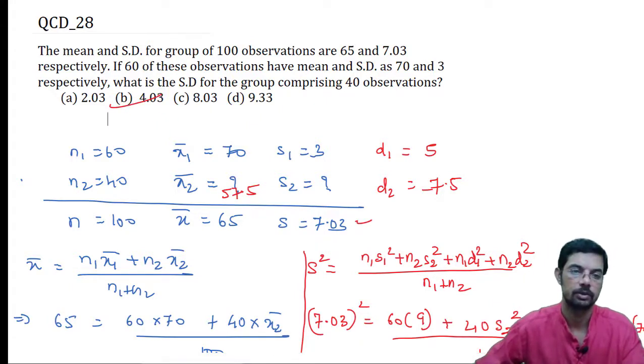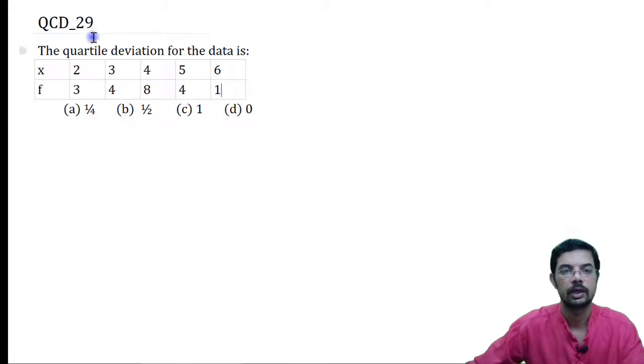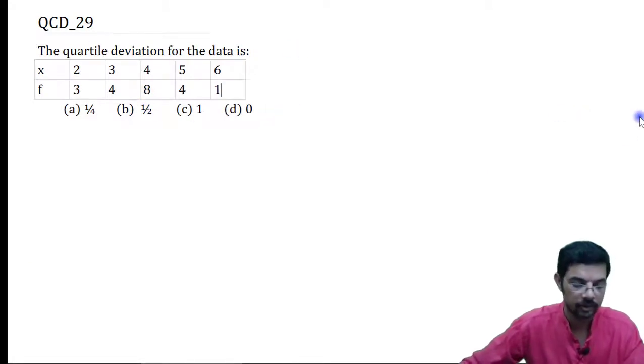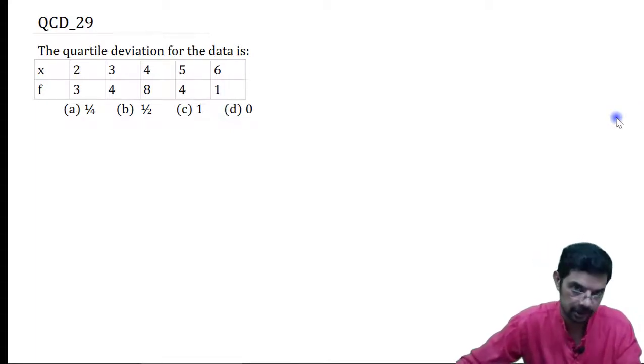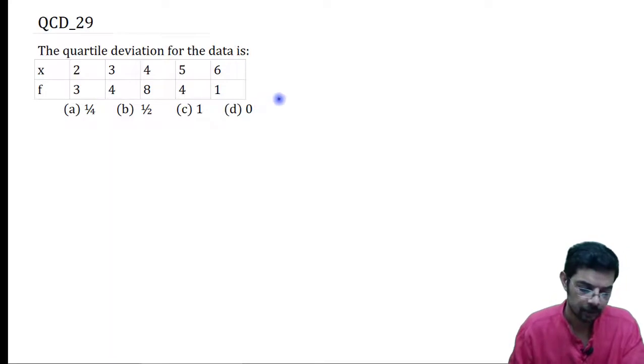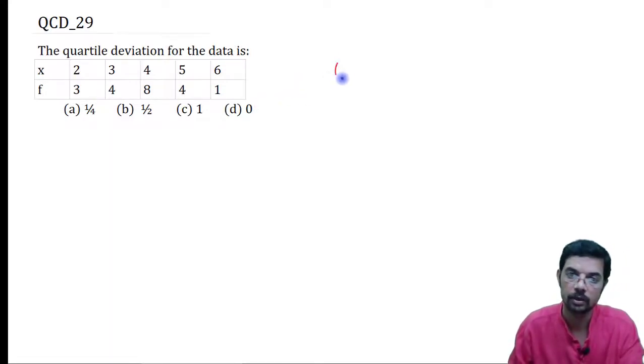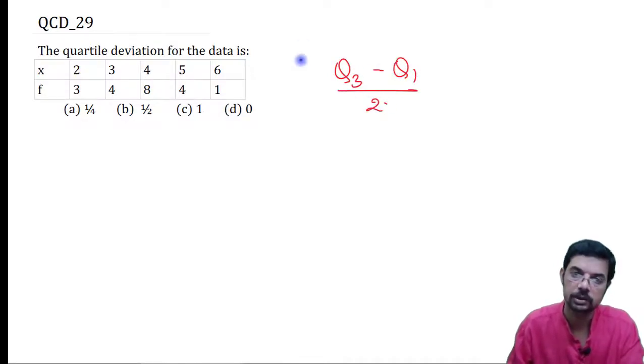Next question, question number 29. Quartile deviation for the following data. We need to find the quartile deviation, so we need to find the quartiles, Q3 and Q1. The formula is Q3 minus Q1 divided by 2, which is equal to the quartile deviation. So we need to find Q3 and Q1.